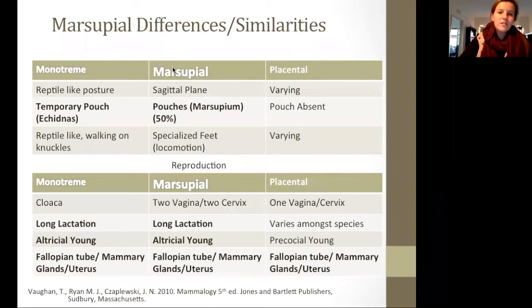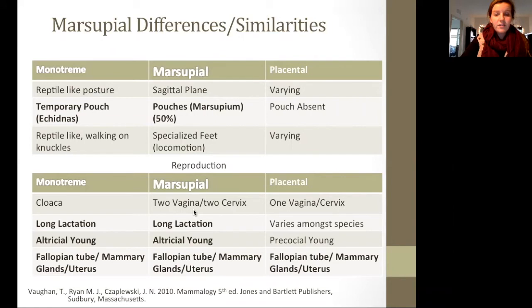Okay, so let's look at some differences here. Marsupials have more of a sagittal plane that's fairly different from our monotremes, like we talked about earlier. Marsupials have pouches, or a marsupium, hence their name. About 50% of the species have these. In placentals, this is absent, and in monotremes, only the echidnas have one, so there is a similarity there. As for the way they walk, marsupials have very specialized locomotion and specialized feet. If you see them, they look very different from the feet of placentals or monotremes, so they're very specialized in that way.